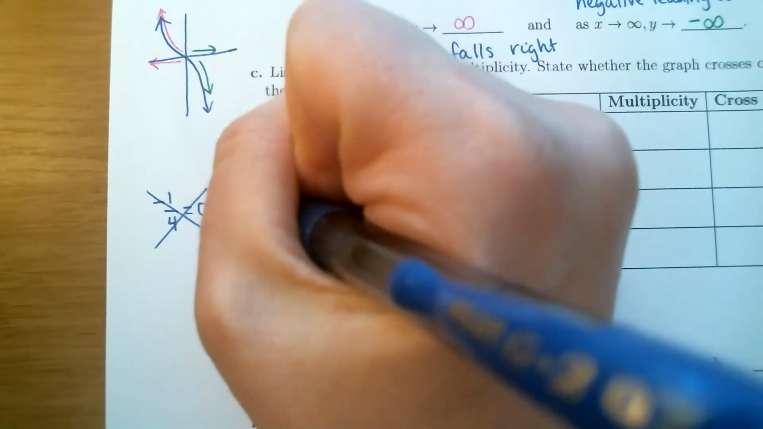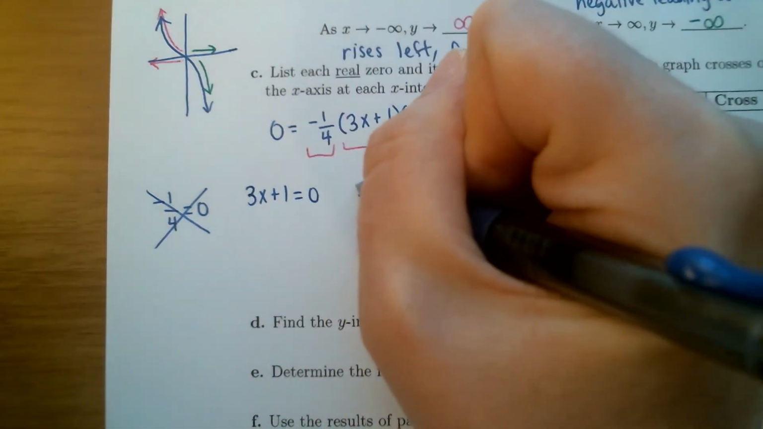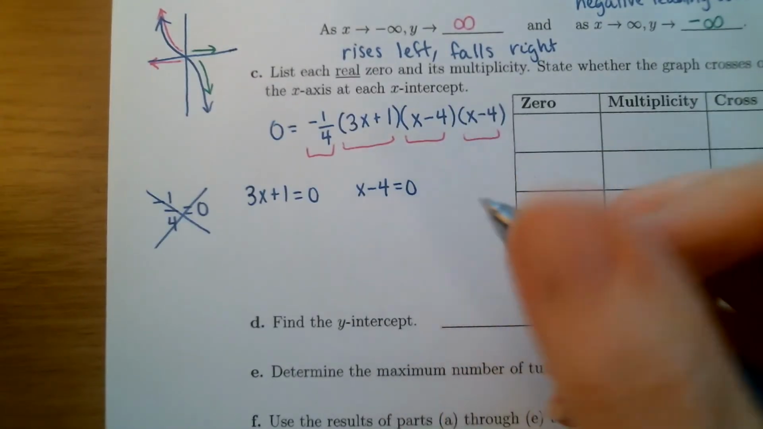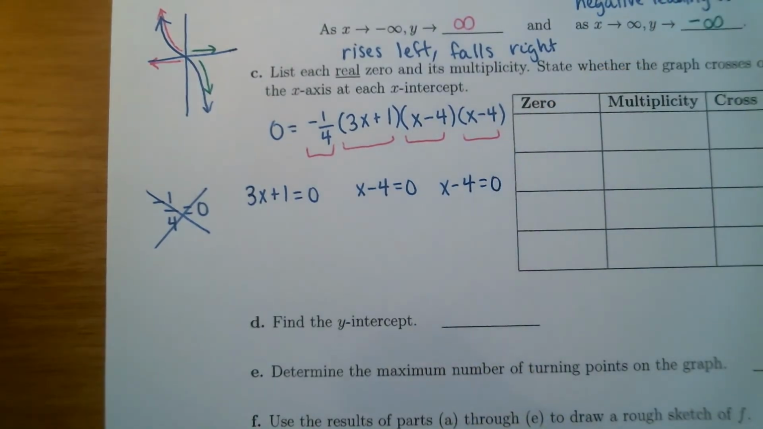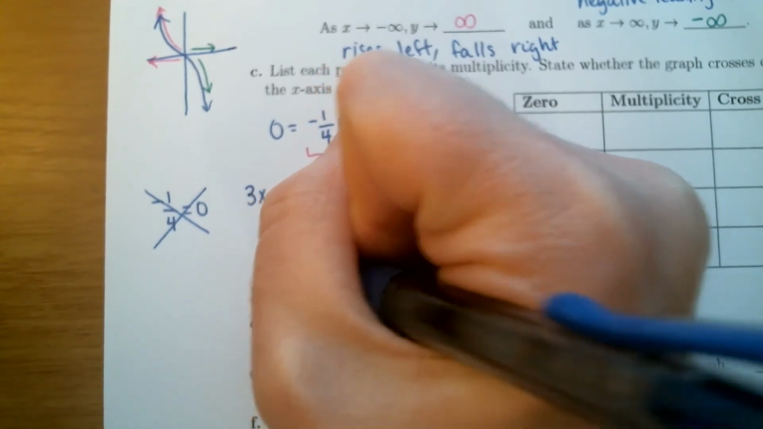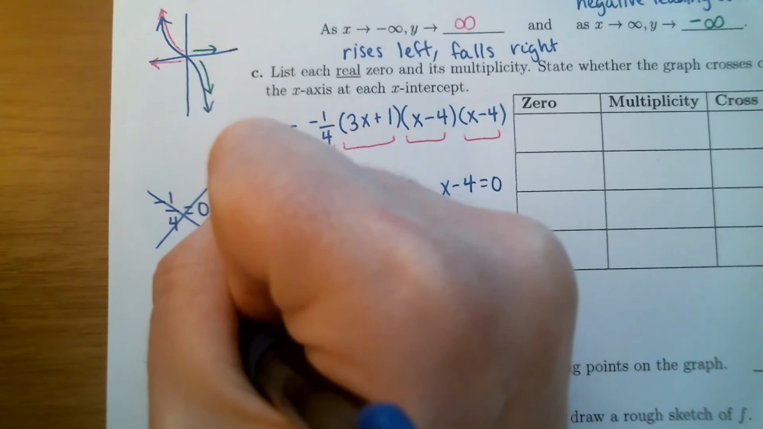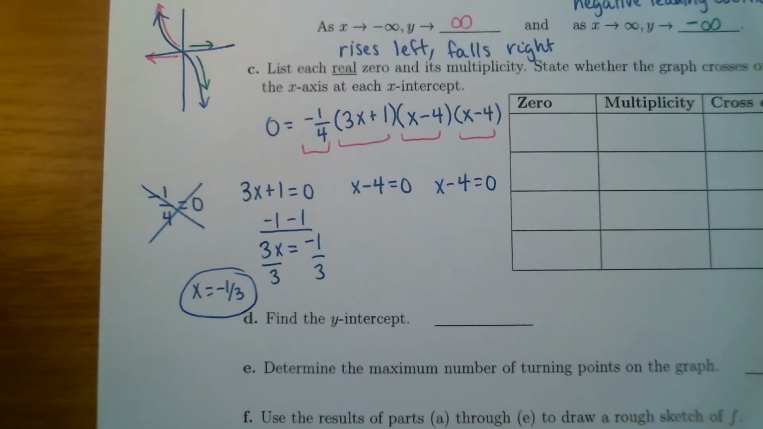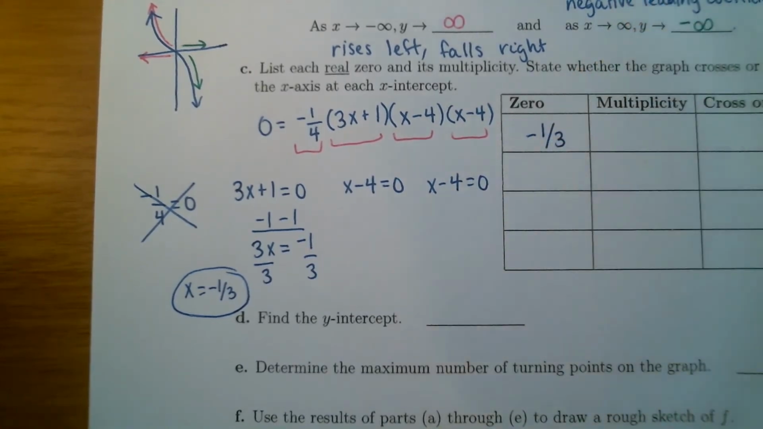So let's take the 3x plus 1, set it to 0. Take the next factor, x minus 4, set it to 0. And if you notice, we have 2 factors that are x minus 4. I'm just going to go ahead and set them both equal to 0. So we're going to solve each of these for x. For this first one, I'm going to get 3x is equal to negative 1, divide by 3. I get that my x-intercept is negative 1/3. So I'm going to go ahead and put that in the box. I get 1 x-intercept, or 0, of negative 1/3.